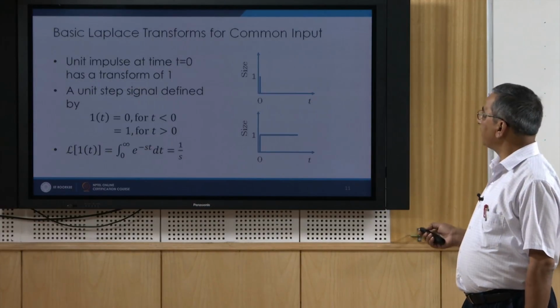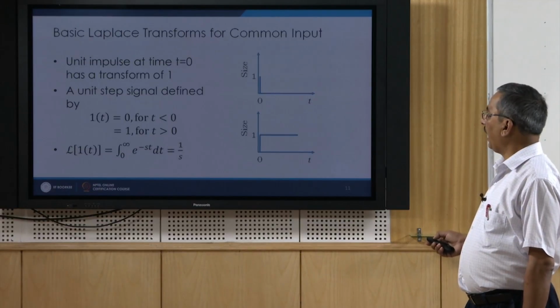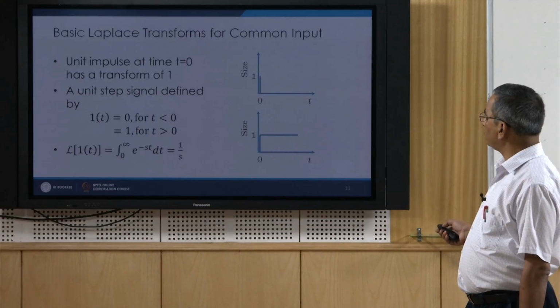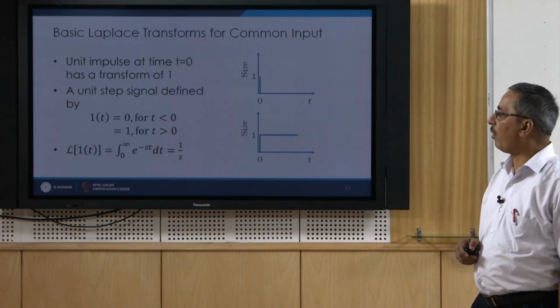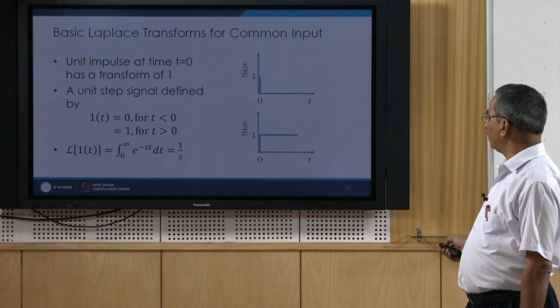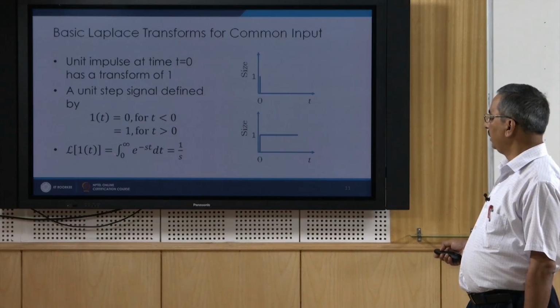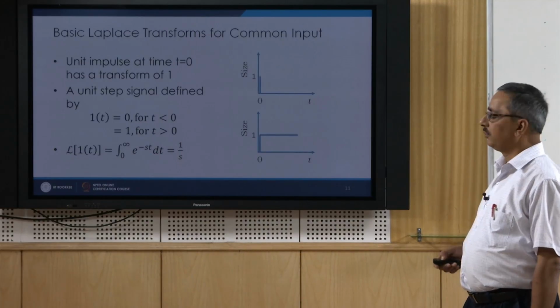So, let us see the basic Laplace transform for the common inputs. First we have the unit impulse at time t equal to 0. If I plot the signal versus time t, at 0 time I have a unit impulse. The unit impulse at t equal to 0 has a Laplace transform of 1. Similarly, I can define a unit step signal, which is 0 for t less than 0 and 1 for t greater than 0. The Laplace transform for this is given by putting it in the definition, integral from 0 to infinity of e to the power minus st dt, and if I carry out the integration I get the value 1 by s.